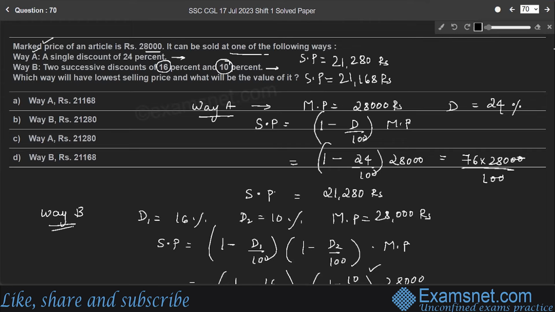Here the question is, which way will have the lowest selling price? So way B will have the lowest selling price, right? So 21,168. And what will be the value of it? 21,168. Therefore, way B will have the lowest selling price, so option D is the answer. Way B will have the lowest selling price and its value is 21,168 rupees.